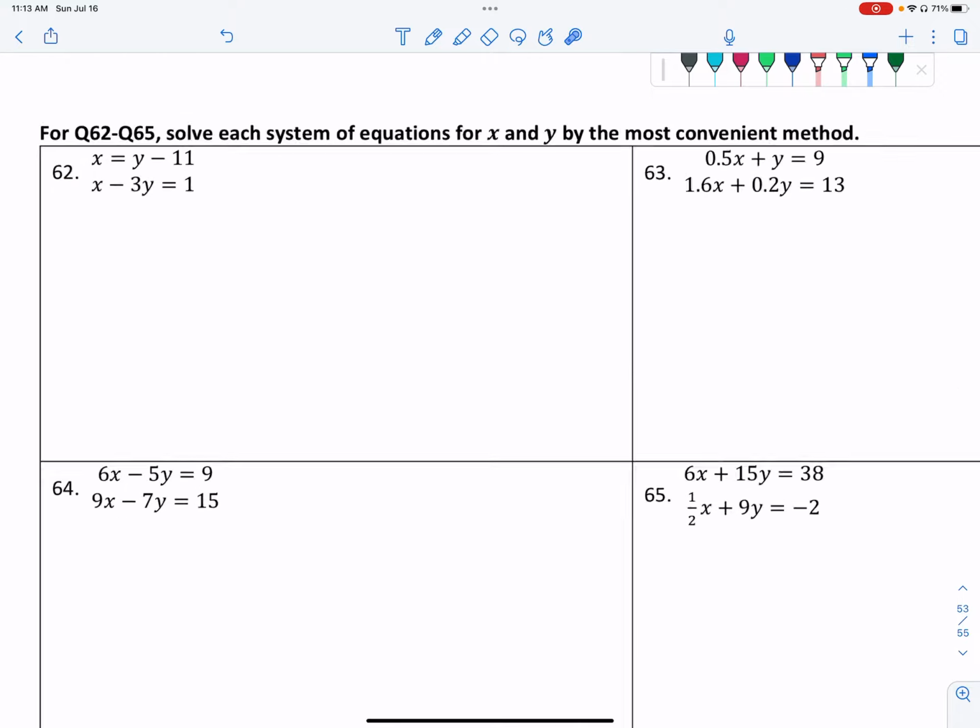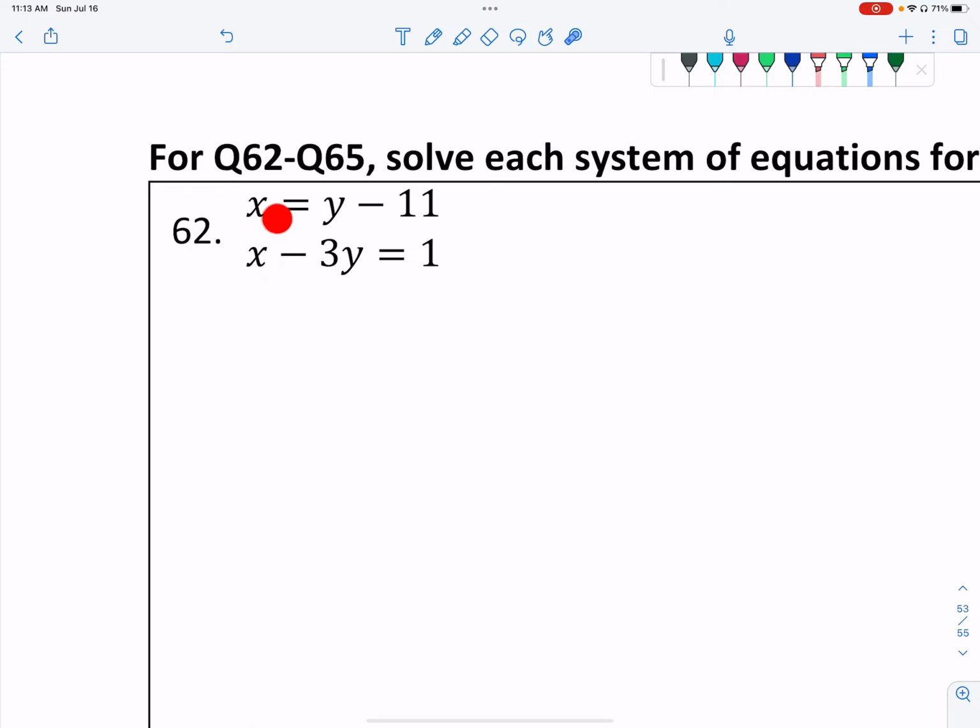So on 62, I have the first equation that already has x isolated. Whenever you have one of your variables already isolated, there is a single method that should be screaming out to you, and that is, of course, substitution. Why substitution? Because it's going to be incredibly easy to take this y minus 11 and substitute it in for x in the second equation.